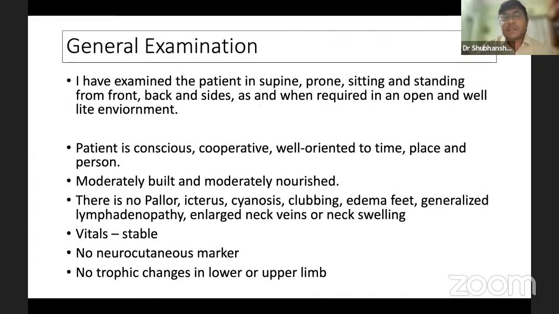I have examined the patient in supine, prone, sitting and standing from front, back and side as and when required, in an open and well-lit environment. Patient is conscious, cooperative, well-oriented to time, place and person, moderately built and moderately nourished. There is no pallor, icterus, cyanosis, clubbing, edema feet, generalized lymphadenopathy, enlarged neck veins or neck swelling. Vitals are stable. No neurocutaneous marker or trophic changes in lower or upper limb.